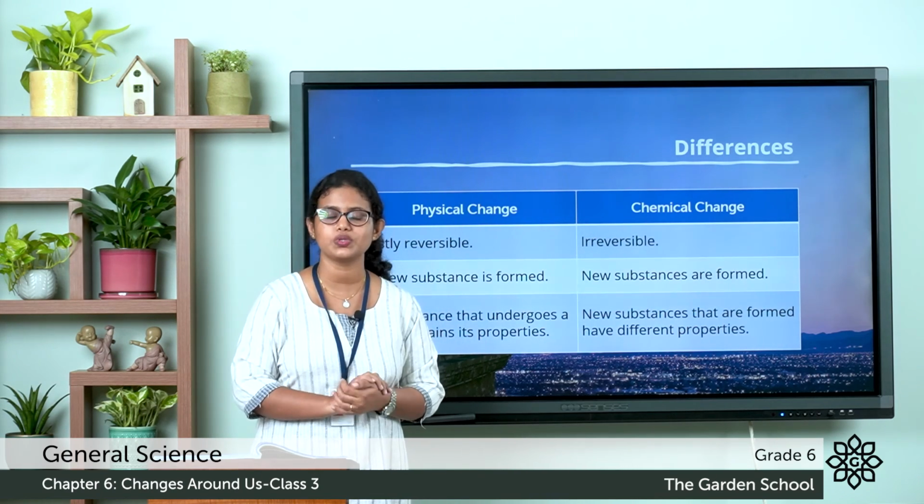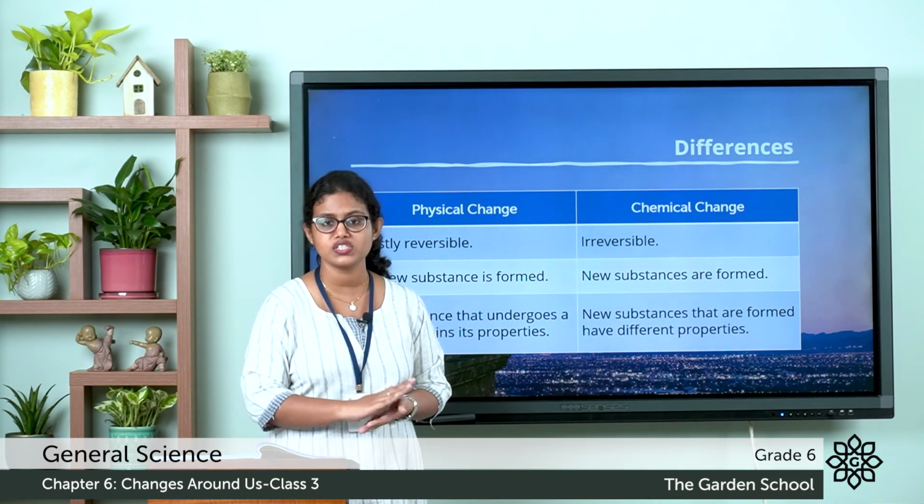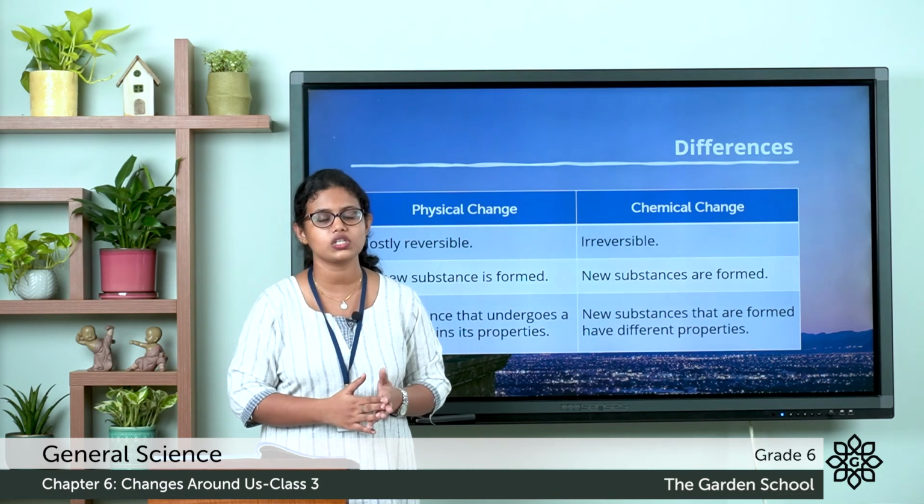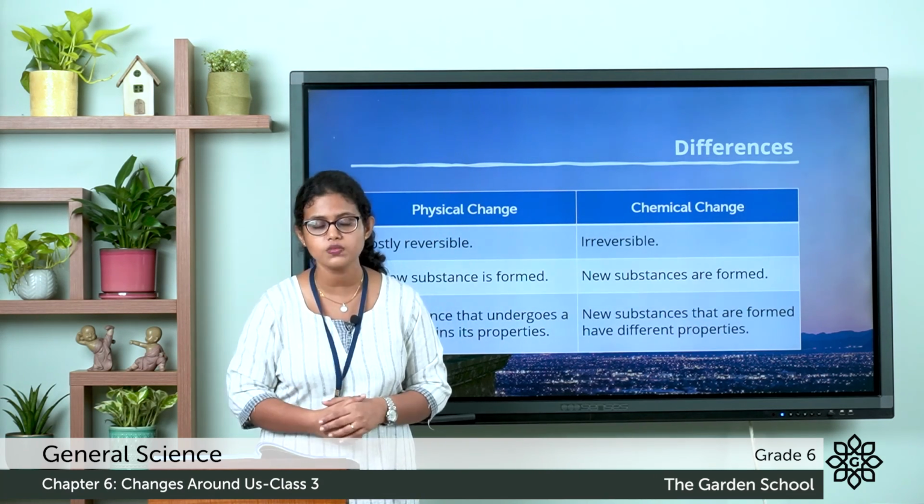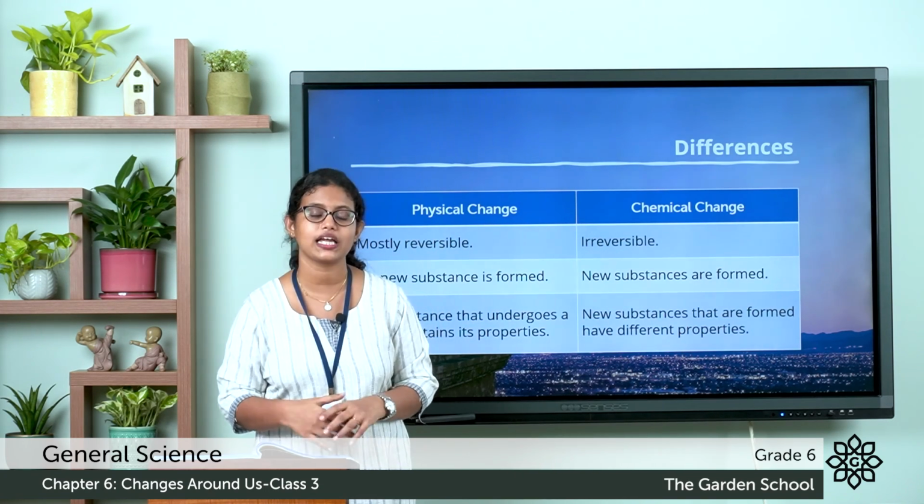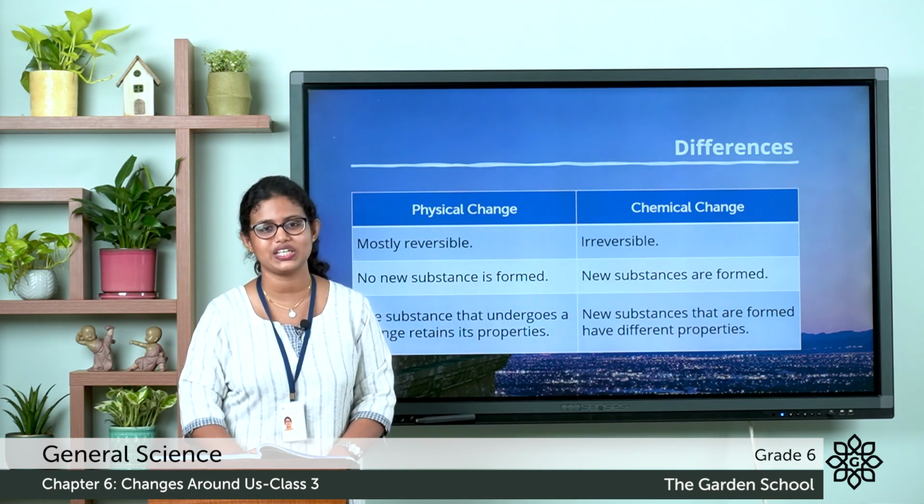So in this class, we discussed physical change and chemical change. In physical change, it affects only the physical properties. And what about in chemical change? In chemical change, a new substance is formed. The chemical properties of a substance change. So that is about the topic physical changes and chemical changes.